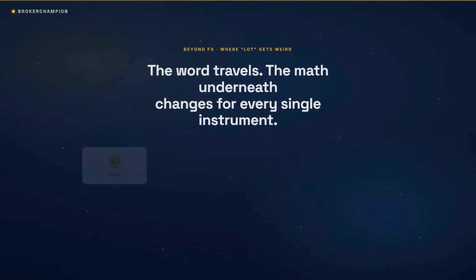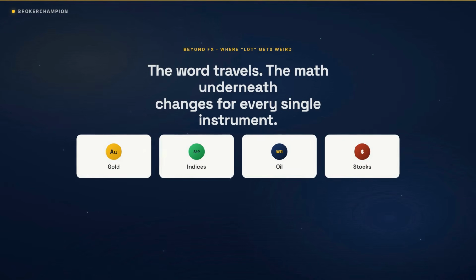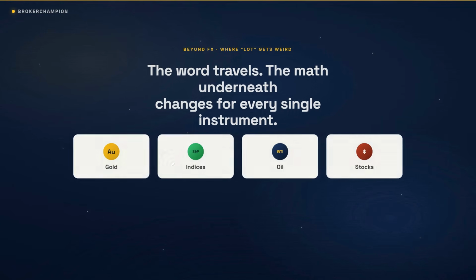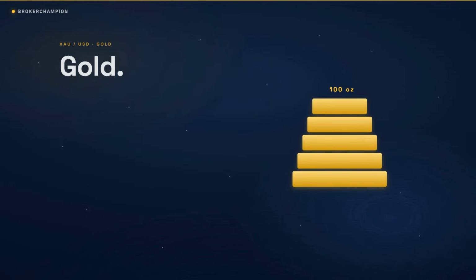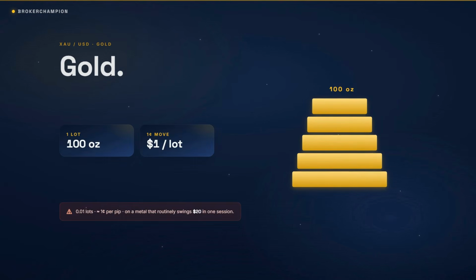Here's where the lot concept gets weird. It extends to other markets, gold, indices, oil, single stocks, but the math underneath changes for every single instrument. Gold, 1 lot equals 100 ounces. A 1 cent pip move is worth $1 per lot, so at 0.01 lots, you're risking about 1 cent per pip on a metal that routinely swings $20 in a single session.